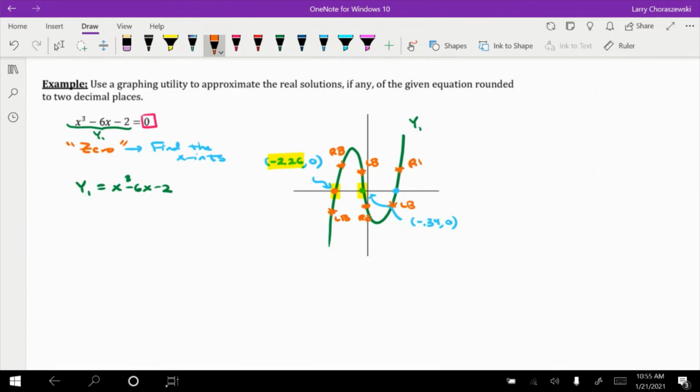Okay, right bound. And as you guys indicated, that's at approximately 2.60, 0. So again, our solutions are going to be all the x coordinates of these points. And I'll just jot them down underneath the graph.